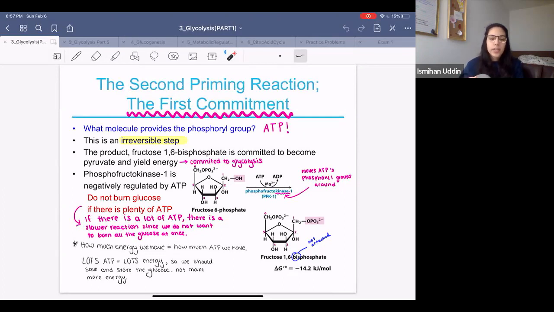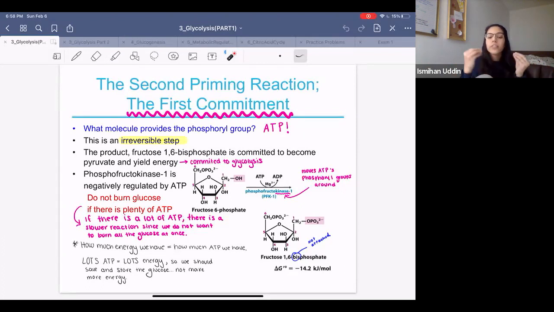PFK1 is negatively regulated by ATP. What does that mean? If there's a lot of ATP, this is what I was talking about earlier about negative inhibition. If there's a lot of ATP, it's going to tell PFK, so phosphofructokinase 1, to stop. No más, no more energy, we have enough. Why? Because if there's a lot of ATP, there's going to be a slower reaction, so we do not want to burn all the glucose.